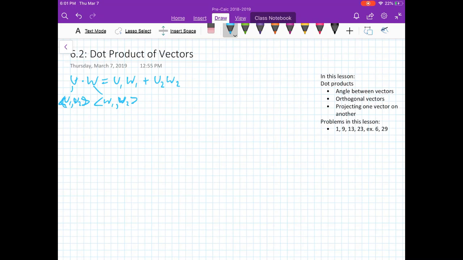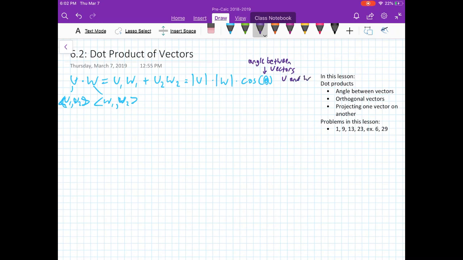We discussed this a little bit in class, but this is the way that it works, and for the sake of time, we'll move on. We're also going to say that this equals another thing as well. This equals the magnitude of u times the magnitude of w, times the cosine of theta. And when I say theta, what I'm actually saying is the angle between the vectors u and v, or w in this case.